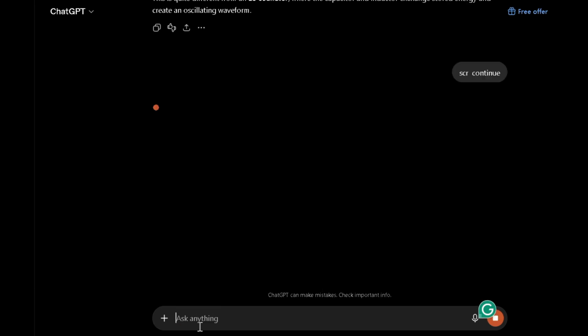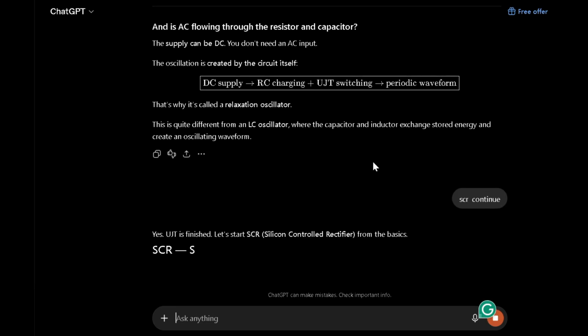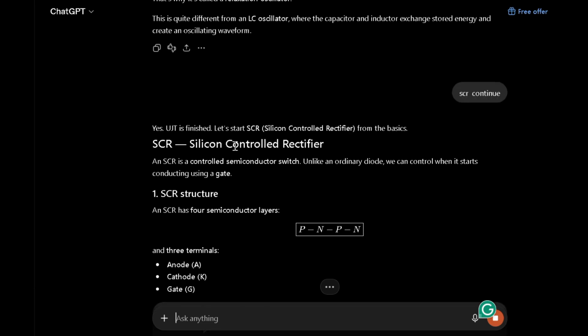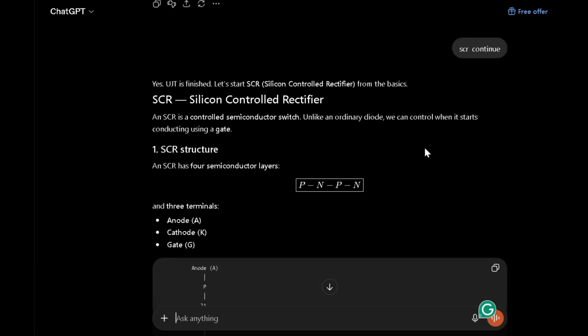Silicon controlled rectifier is a controlled semiconductor switch. Unlike an ordinary diode, which acts as a one-way valve and allows current only in one direction, we can control when an SCR starts conducting with the gate.